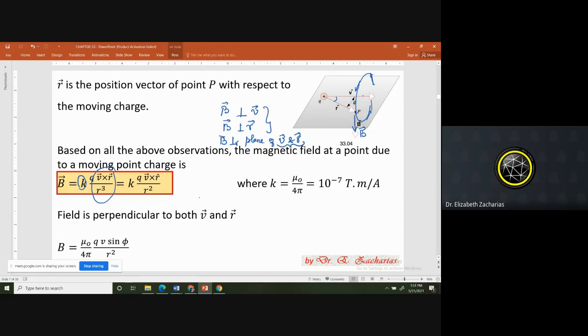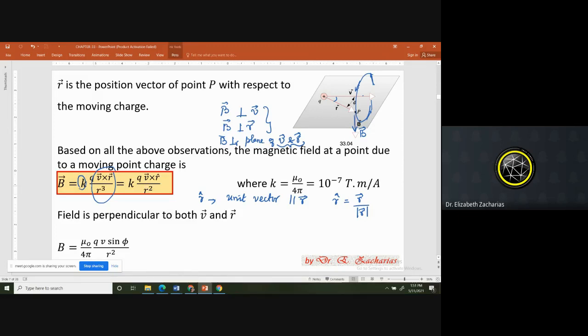Anyone? What is R cap? Look at that. R cap by R square. R cap is the unit vector. It's a unit vector parallel to the R vector. Or R cap is R vector divided by modulus of R. It is like your I cap, J cap, and K cap. So once I'm going to do that, then I don't have to put R cube here. I can just put R square.